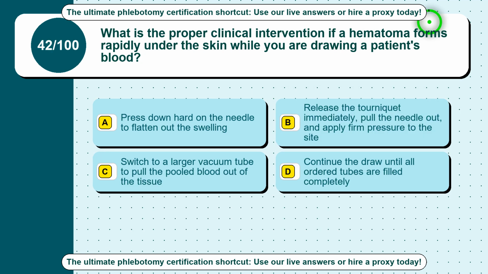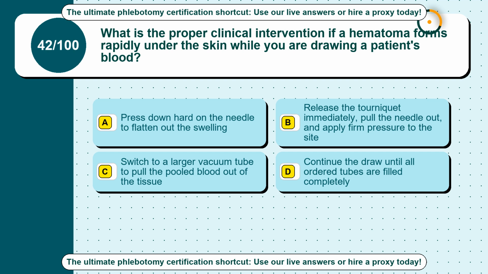Question 42. What is the proper clinical intervention if a hematoma forms rapidly under the skin while you are drawing a patient's blood? Option A. Press down hard on the needle to flatten out the swelling. Option B. Release the tourniquet immediately, pull the needle out, and apply firm pressure to the site.